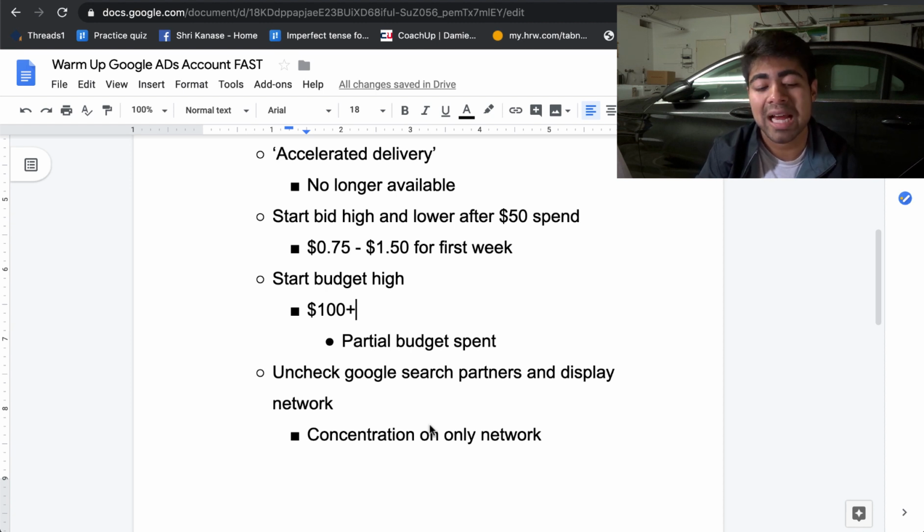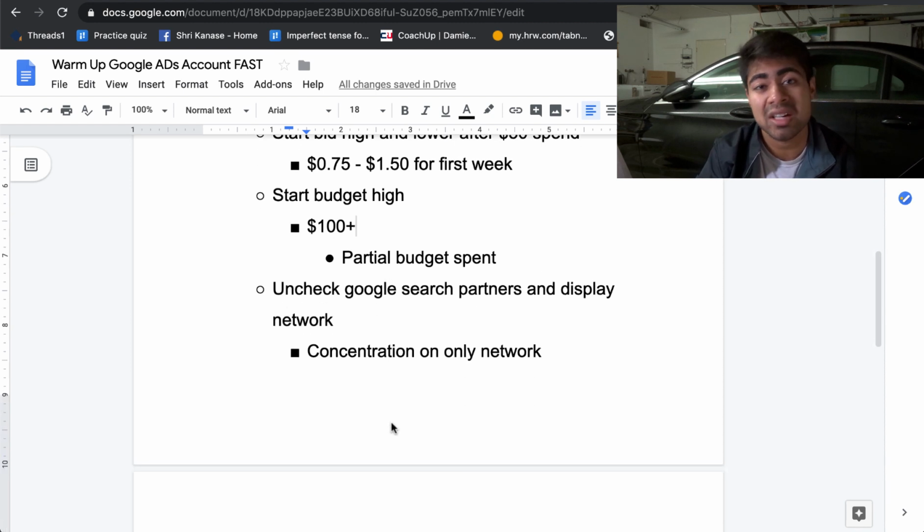But to save the budget, I highly recommend that you uncheck both of these and then concentrate only on one, meaning just uncheck both of them and then run the campaign like normal. I have a whole video on how to set up a Google Shopping campaign. If you're unsure as to how to set it up, the link should have popped up in the top right. Do check that video out after this one.